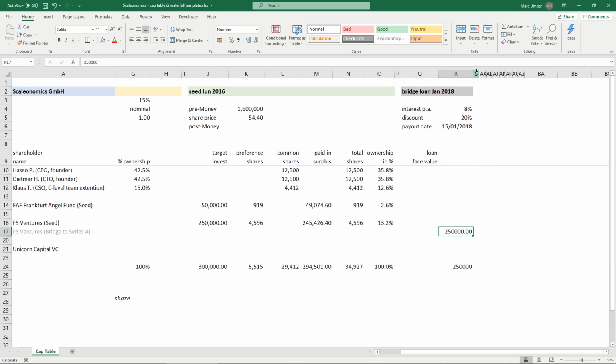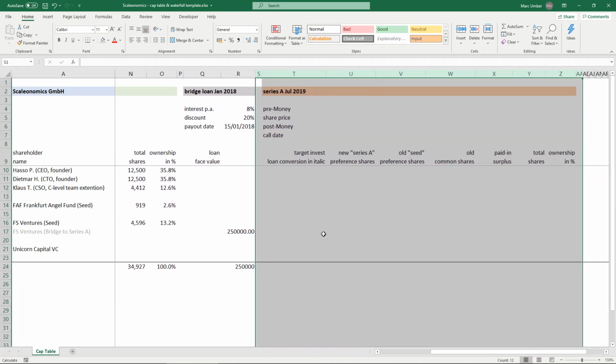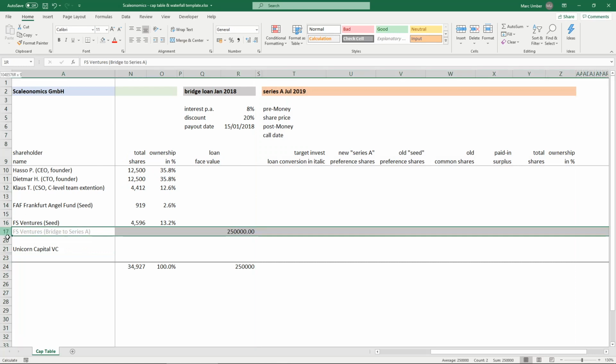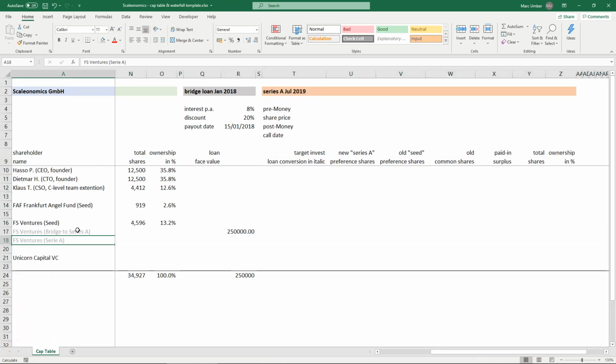Now comes the next step. As a next step, we're going to introduce Unicorn Capital on the cap table. We will have an additional investment by Frankfurt School of 500,000, and we will convert the loan that was given, the bridge loan that was provided by Frankfurt School, at a discount share price.